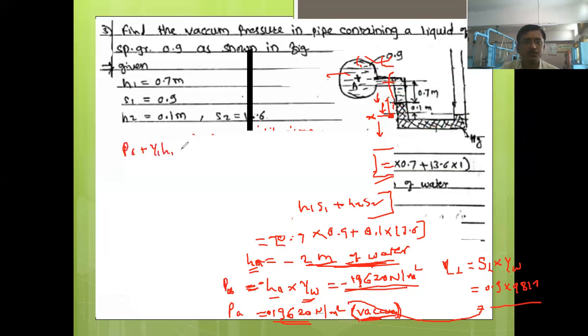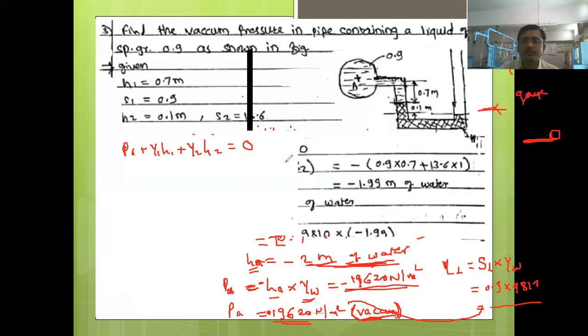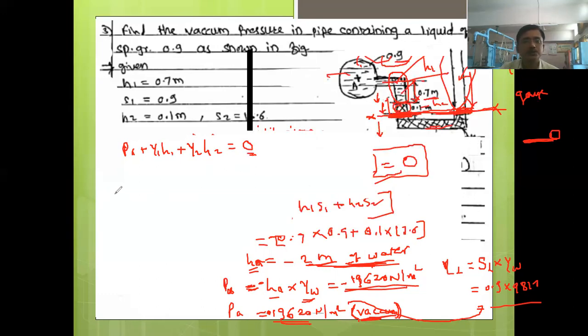Gamma 1 H1 plus gamma 2 H2 is equal to 0, because pressure in the right limb is the atmospheric pressure, and atmospheric pressure is taken as a datum. As we are taking it as a datum, its value must be equal to 0. So therefore we can write P is equal to, taking both these terms on the right hand side, we can take this minus common here, gamma 1 H1 plus gamma 2 H2, right?